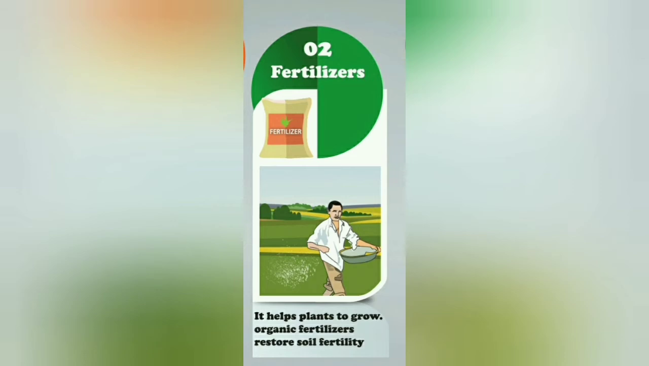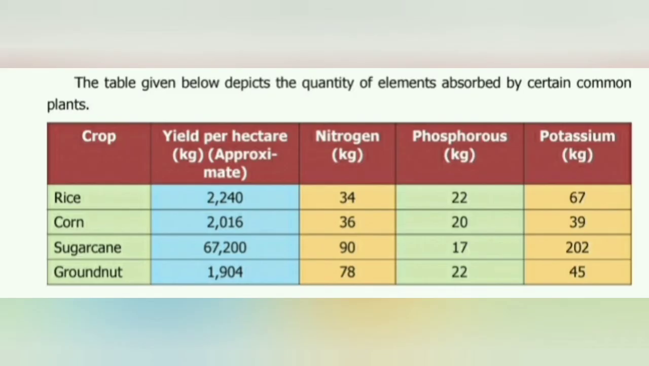Fertilizers. Apart from water, sunlight, and air, certain nutrients are also needed for the growth of plants. We know that the plants get the nutrients from the soil. The table shows us the quantity of elements absorbed by certain common plants. Nitrogen, phosphorus, and potassium are the three major nutrients among the various nutrients needed for the growth of a plant. These three nutrients are called principal nutrients.